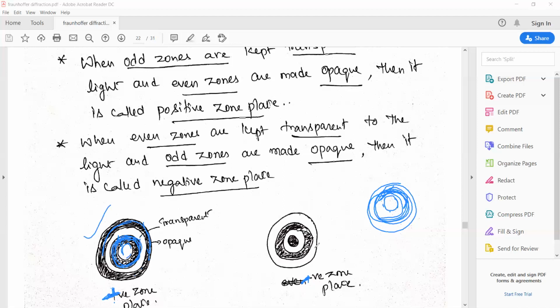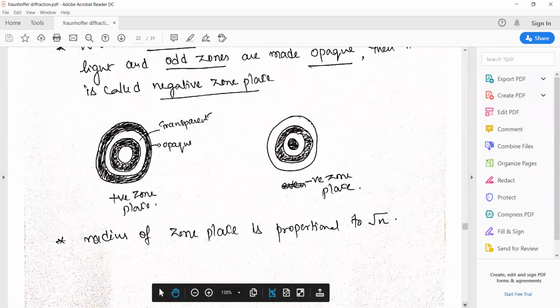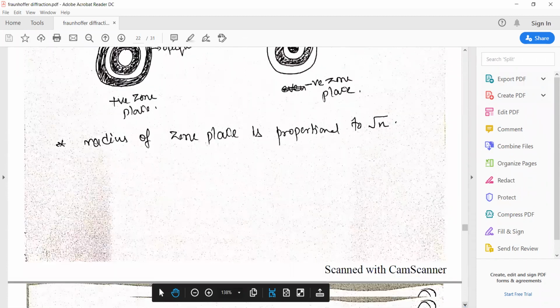Now the negative zone plate is the opposite. All odd zones are opaque and all even zones are transparent. You see, the first zone is completely opaque, the second zone is transparent, the third zone is opaque, the fourth zone is transparent. So this is the negative zone plate. So: positive zone plate, negative zone plate. The radius of the zone plate is proportional to the square root of n. So this is all about the zone plate.